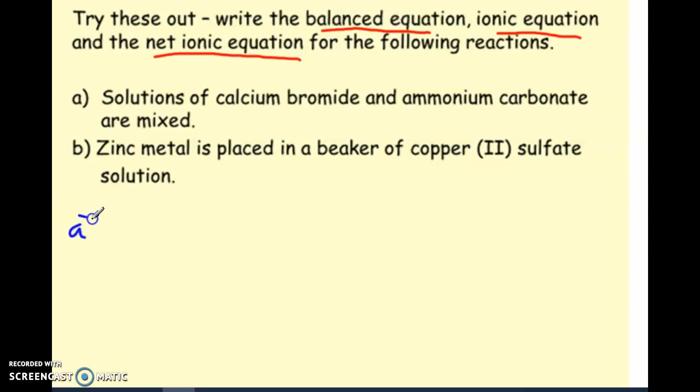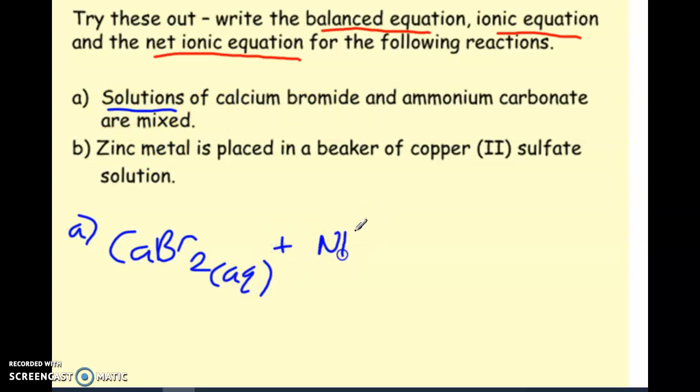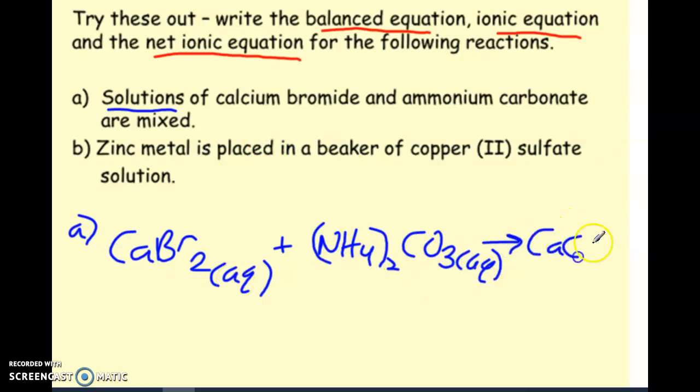Okay, so let's take a look at A. So we have calcium bromide. So we have solutions of, right? And then we have ammonium carbonate. Okay, so when we do our double displacement here, we have calcium carbonate and we have ammonium bromide.